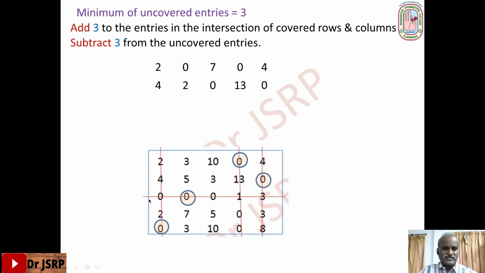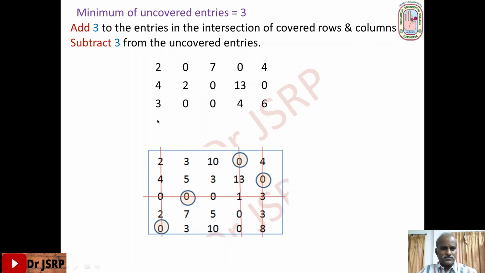Right. This is the intersection of a covered row and a covered column. So you have to add 3. 0 plus 3, 3. That means the previous possible assignment is removed here. Okay. Next. These two remain the same since they lie in a covered row only. These two remain the same. And this is an intersection point. Add it. 1 plus 3, 4. This is also an intersection point. Add 3 plus 3, 6.